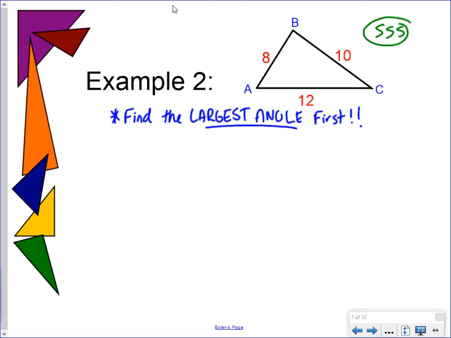If you don't find the largest angle first and it's obtuse, sometimes things can act a little bit funny and you actually get inaccurate angle measures. So you've always got to find the largest angle first. How will we know which angle is the largest angle? The one across from the largest side. So if B is the longest side, then angle B is the largest angle. So I immediately know I want to start with the cosine of B equals.